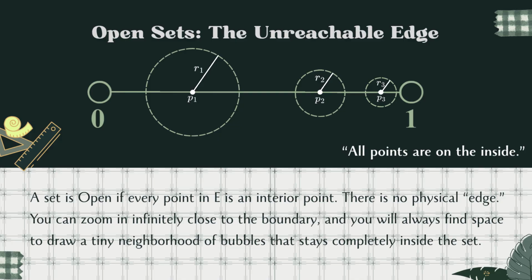We are finally ready to define an open set. A set is open if every point is an interior point. In other words, every point has a safety zone around it. Notice that the endpoints 0 and 1 are not included.